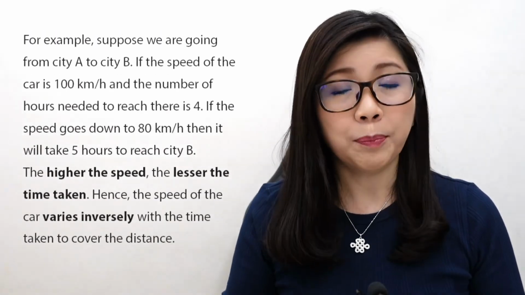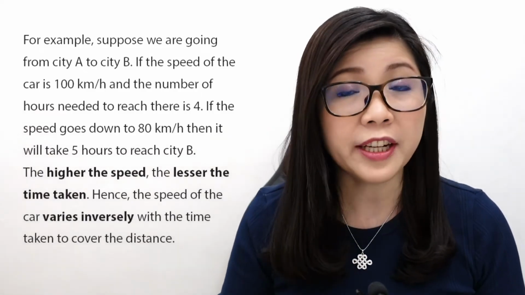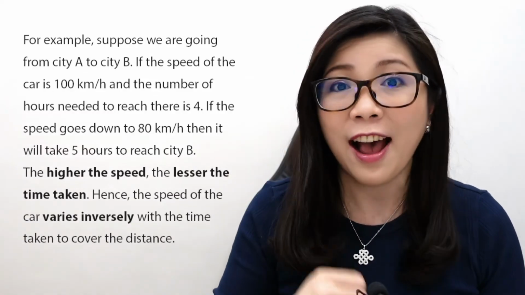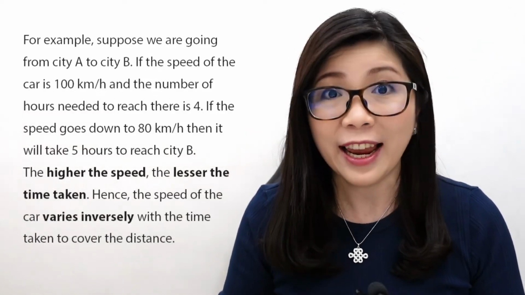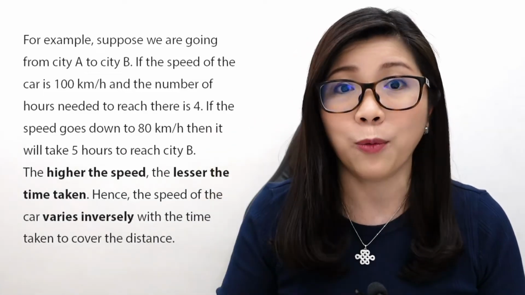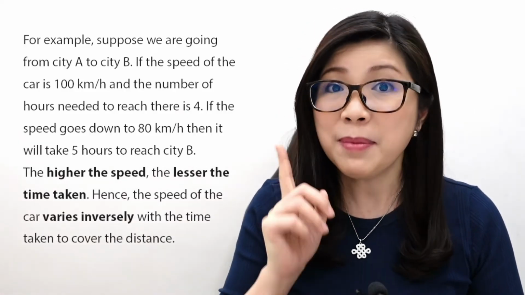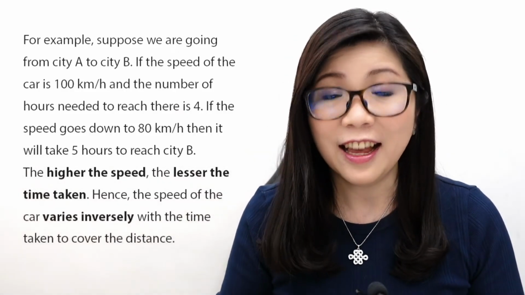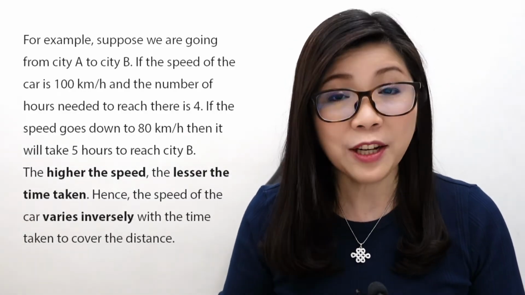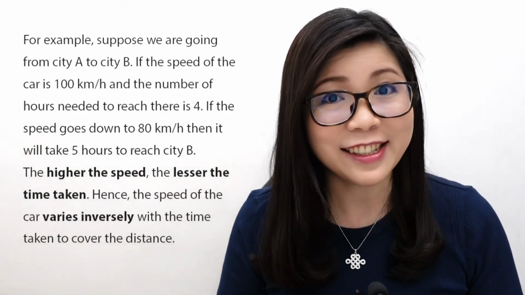For example, suppose we are going from city A to city B. If the speed of the car is 100 kilometers per hour and the number of hours needed to reach the destination is 4 hours. If the speed goes down to 80 kilometers per hour, means becomes slower, then it will take 5 hours to reach the destination, which is longer time. It means that the higher the speed, the lesser the time taken to reach the destination. Hence, the speed of the car varies inversely with the time taken to cover the distance.